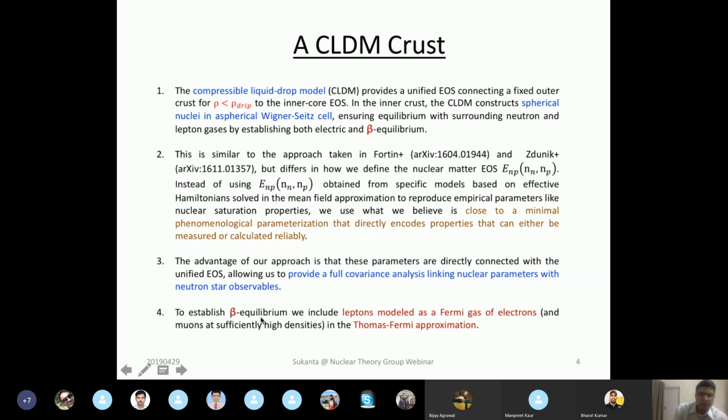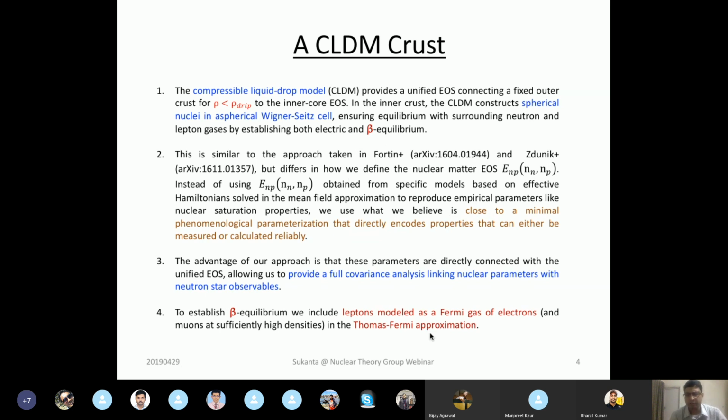Finally, to establish beta equilibrium here, we include leptons modeled as a Fermi gas of electrons and muons at sufficiently high densities, so as the depth in the neutron star increases, using the Thomas-Fermi approximation.